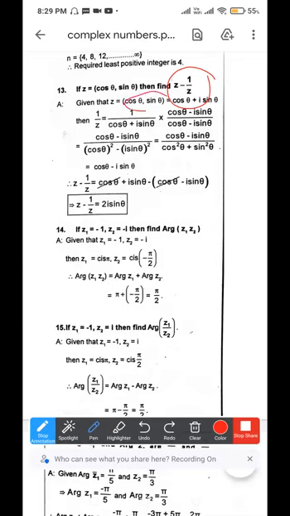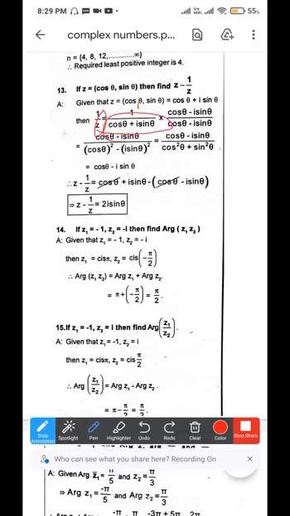Given that z is equal to cos theta plus i sin theta. So we know the value of z over here. Now what is 1 by z? 1 by z is nothing but 1 by cos theta plus i sin theta.